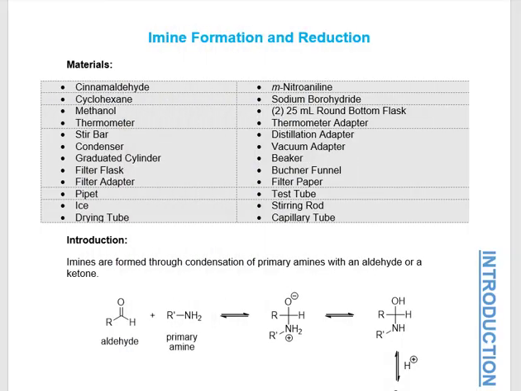All right. So anyway, looking at an imine formation, you're going to see this reaction take place between an aldehyde and a primary amine. Our aldehyde here is going to be cinnamaldehyde, and our primary amine is going to be m-nitroaniline. Under acidic conditions we will see the formation of our imine, and then we're going to reduce it back down to an amine with an A using sodium borohydride.